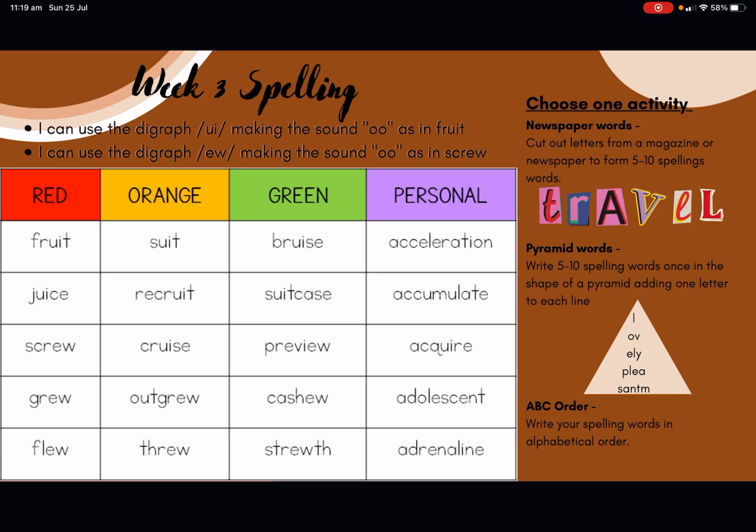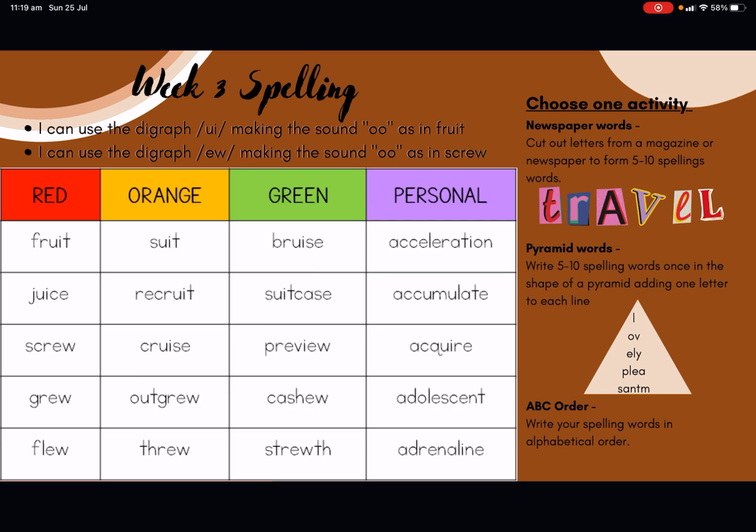Now, our personal words, we know that our personal words do not follow the spelling focus. The personal words are all derived from NAPLAN, and they are vocab words. So these are vocabulary words that are going to boost the word bank that you have. And if you can start using these in your writing, you are going to be boosting your marks. So these words are acceleration, accumulate, acquire, adolescent, and adrenaline.